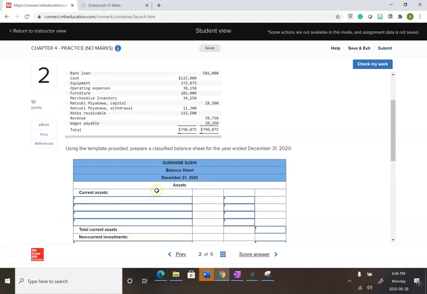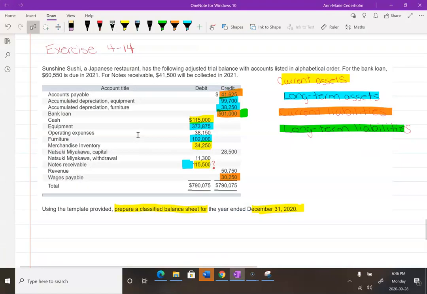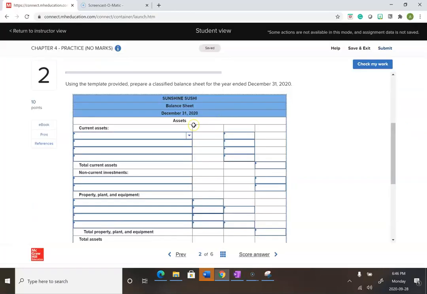Okay, so here's my template. Sunshine Sushi is the name of the company. The balance sheet is the name of the financial statement. And because the year end is December 31st, all you need to say is December 31st. Now we start with assets and then we list our current assets in order of liquidity. So my first current asset was my cash for $115. So I'm going to put that here.